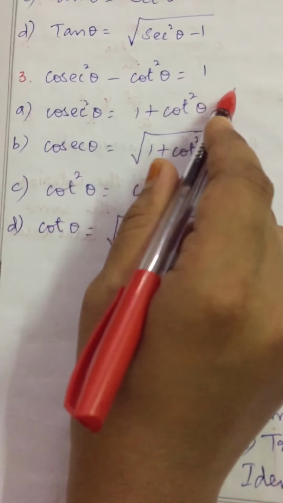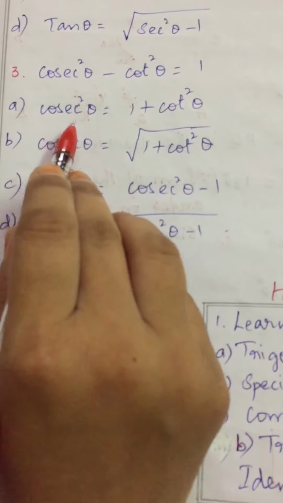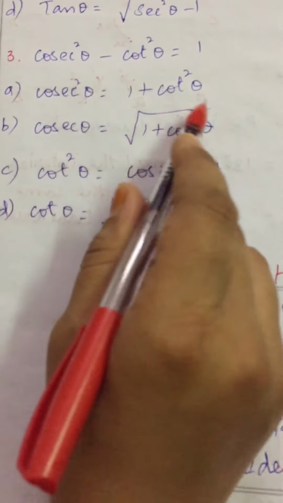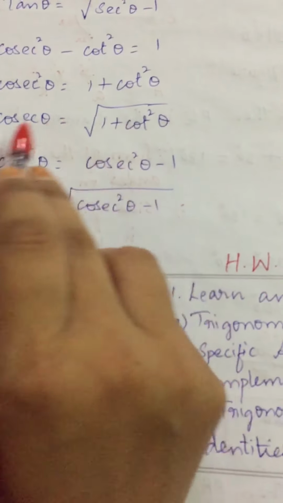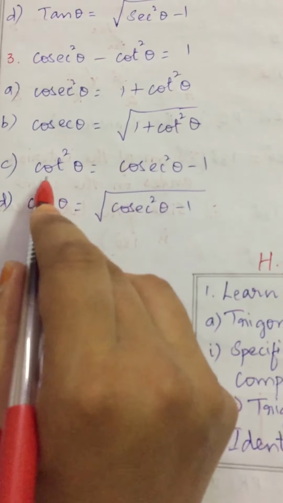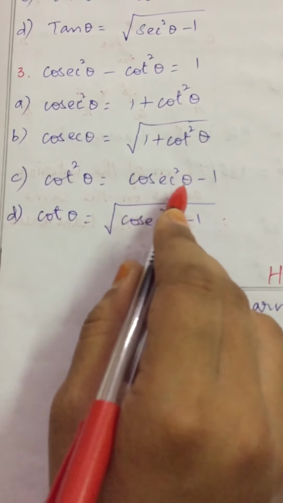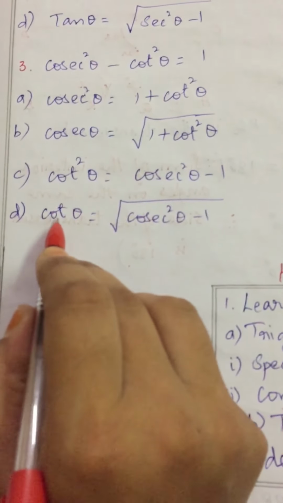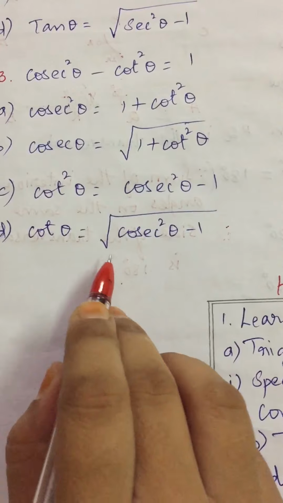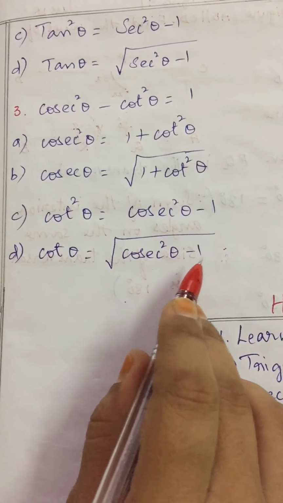Minus cot square theta, if I send that to that side, that becomes plus. So cosecant square theta equals 1 plus cot square theta. I want only cosecant, so the square I am sending to that side, that becomes a square root. So cosecant theta equals the square root of 1 plus cot square theta. Similarly, cot square theta equals cosecant square theta minus 1. I want only cot theta, so if you send the square to that side, that becomes a square root. So cot theta equals the square root of cosecant square theta minus 1.